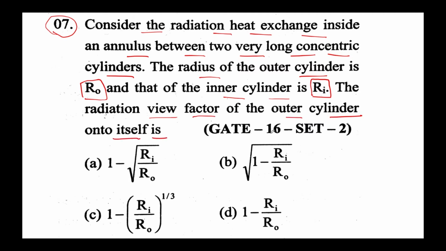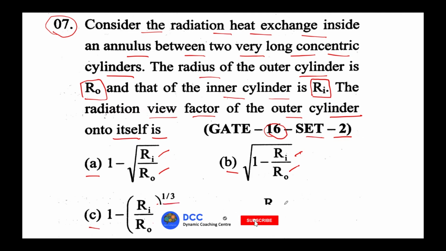This question was asked in GATE 2016, set 2, afternoon batch, right? And these are the four options which have been given to us. Option A, 1 minus root of Ri by Ro. Option B, root of 1 minus Ri by Ro. Option C, 1 minus Ri by Ro whole power 1 by 3. And option D, 1 minus Ri by Ro. So these are the four options which are left to us.